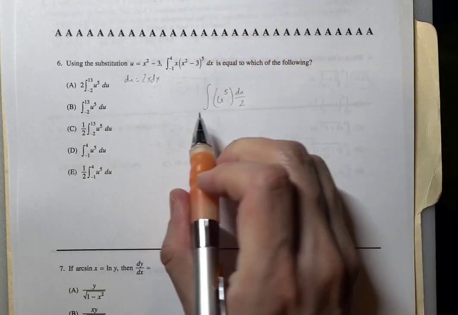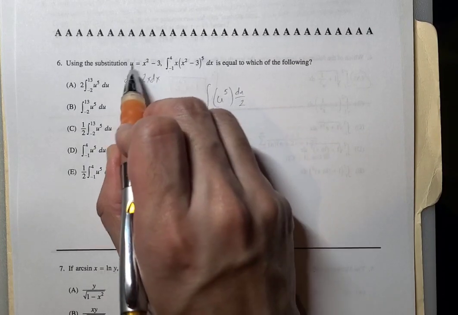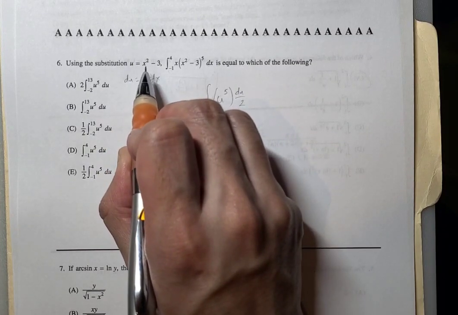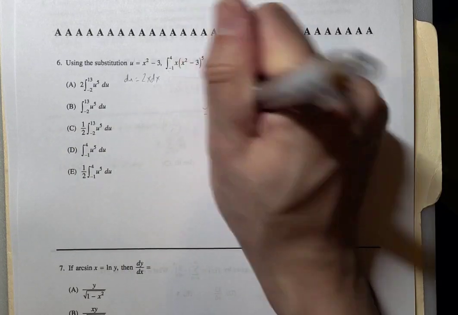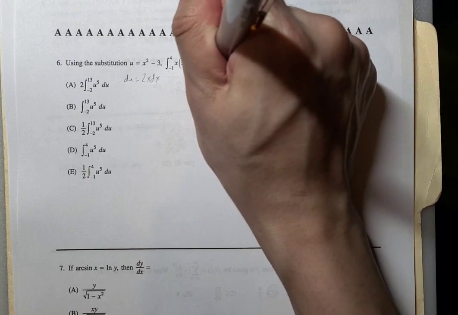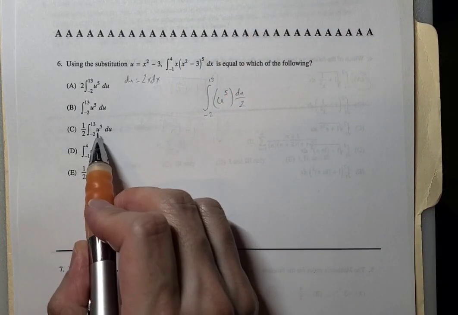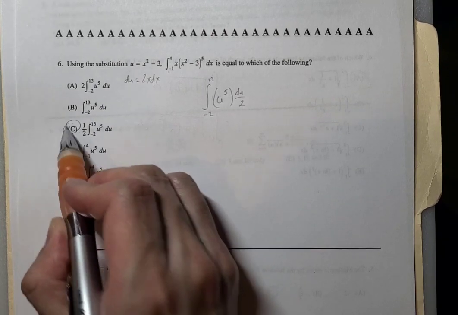Okay, now limits of integration. When x is -1, we plug into our definition of u. u would be 1 minus 3, which is -2. When x is 4, u is 16 minus 3, which is 13. Okay, so which one does that look like? Looks like this one, right? 6C.